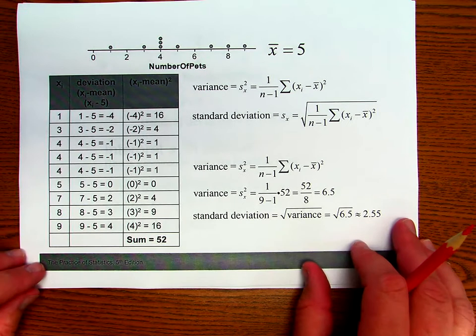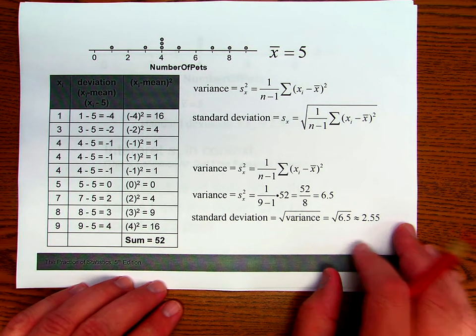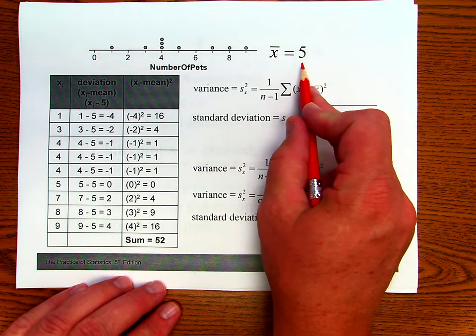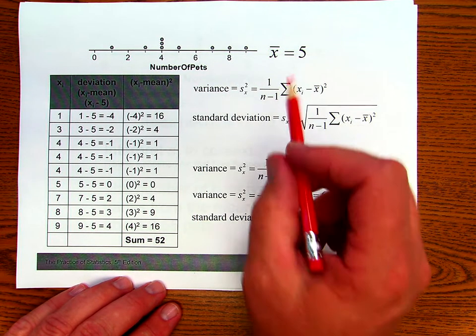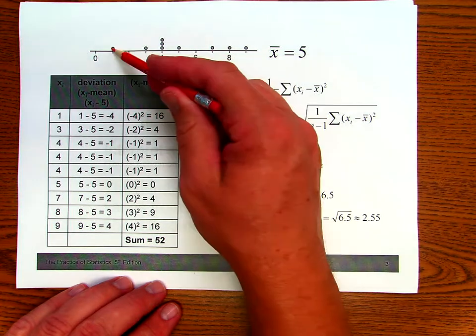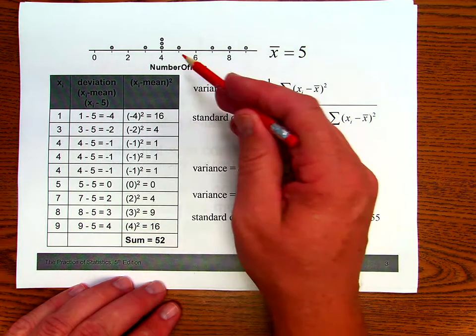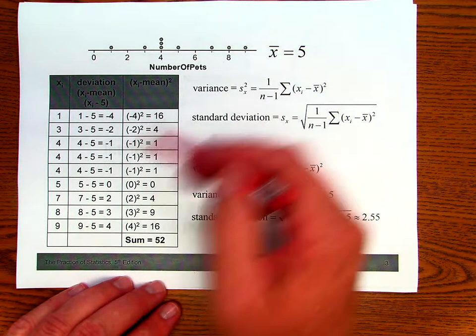All right, so how would this work out mechanically to go through this formula? This is the same dot plot from the first slide. We were already told that the mean is 5. So each individual data point, we have the 1, 3, 4, 4, 4, the 5, the 7, the 8, and a 9.